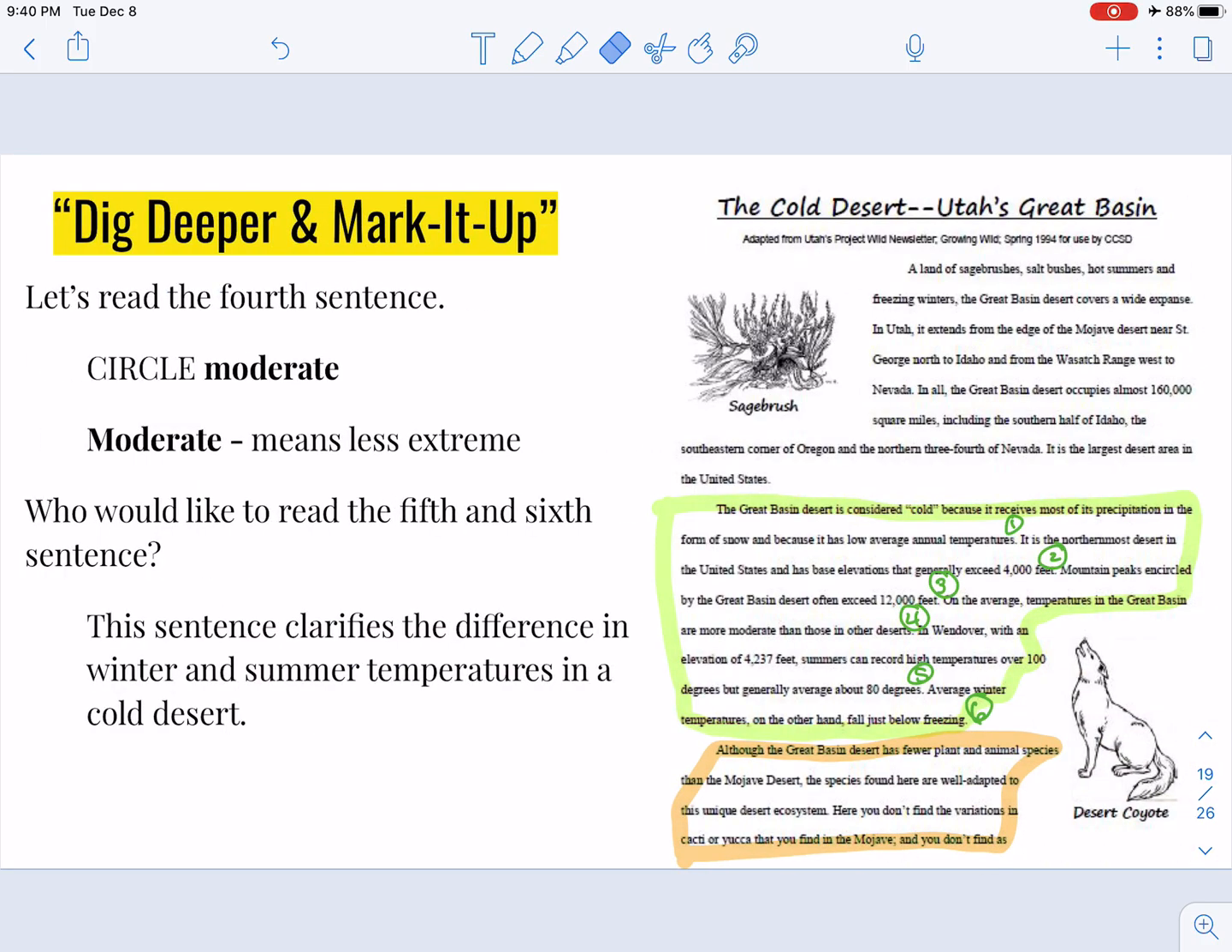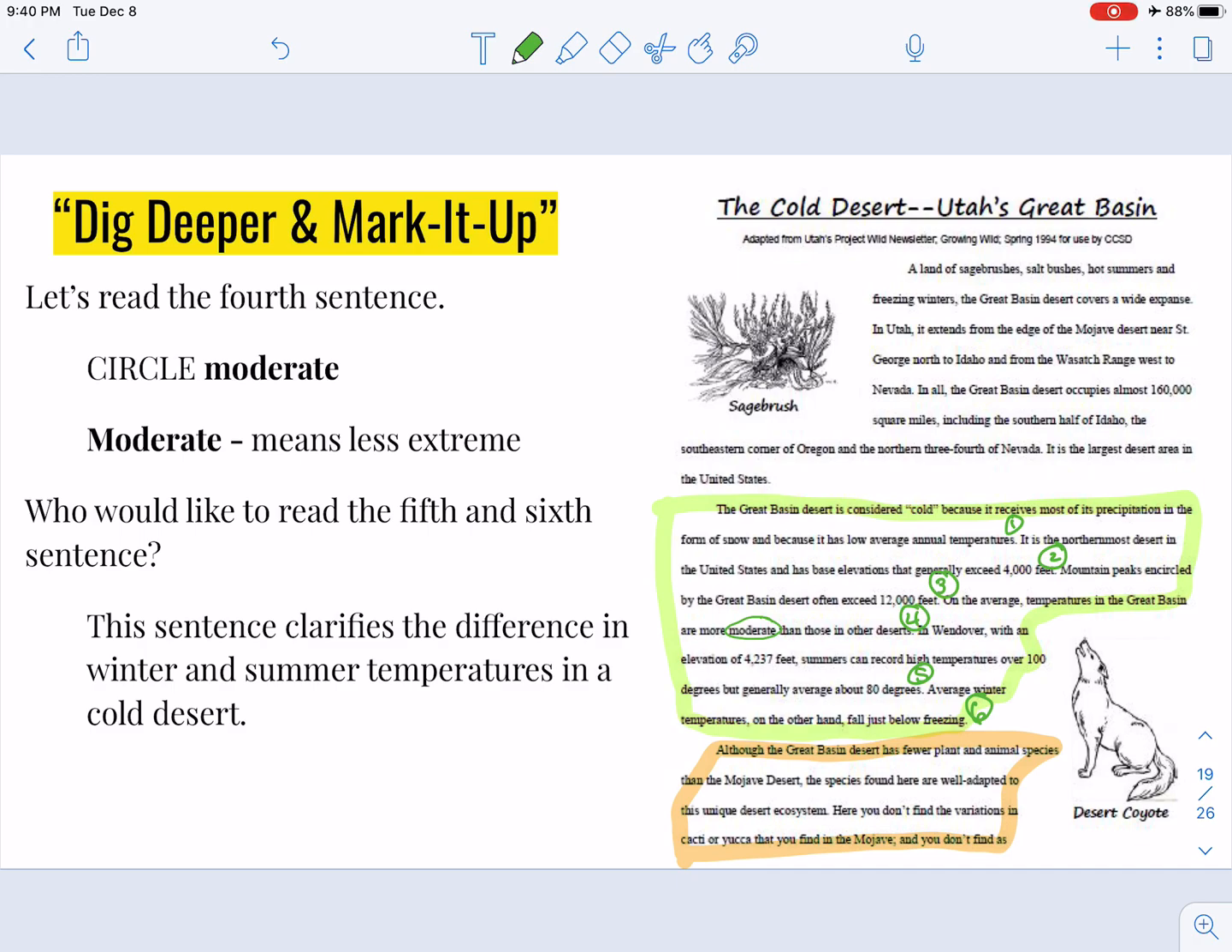All right, let's move on to this fourth sentence. In Wendover, with an elevation, I read the wrong one. I started on the fifth sentence. On the average, temperatures in the Great Basin are more moderate than those in other deserts. Now, if I were to exchange the word moderate with a word like less extreme, so if I said on the average, temperatures in the Great Basin are less extreme instead of more moderate than those in other deserts, that would still make sense.